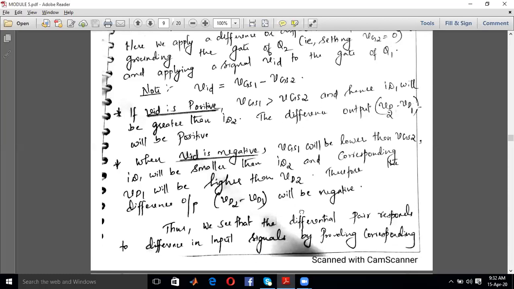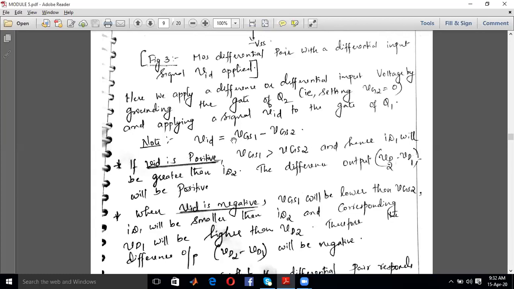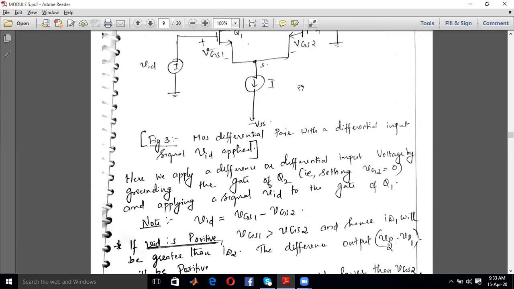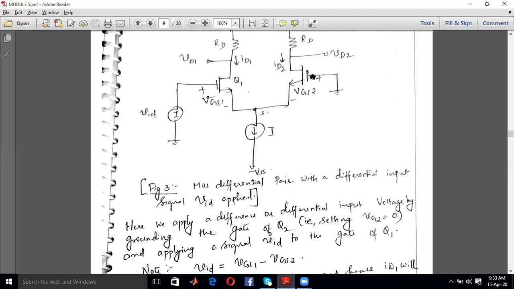VID negative means, you know what VID is? VID is VGS1 minus VGS2. If VID is negative, obviously VGS1 is going to be less than VGS2, so this is going to be positive. At this gate voltage, you are going to give a more positive voltage than this particular voltage so that this VID becomes negative. So we are dealing with a negative half cycle as of now.